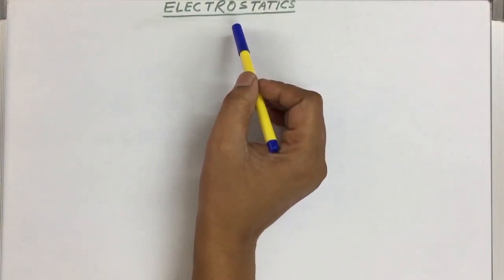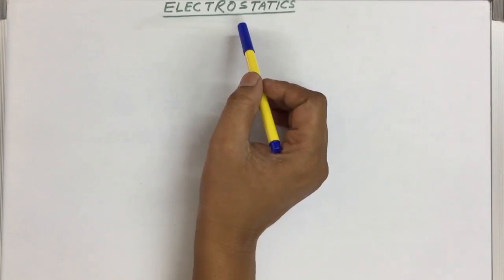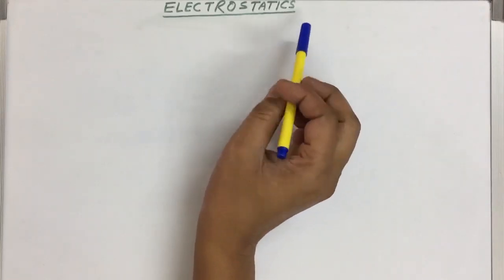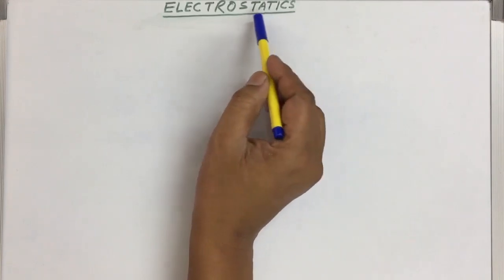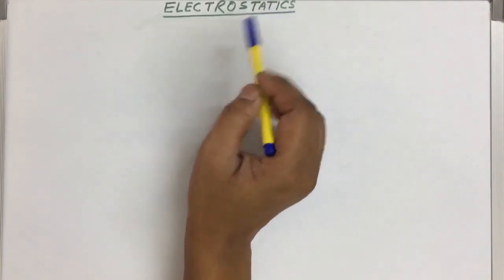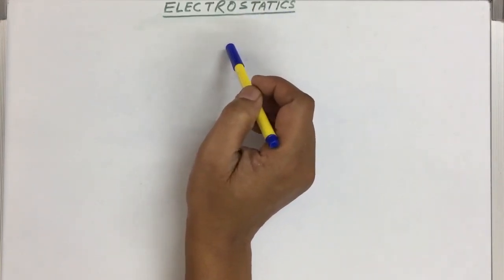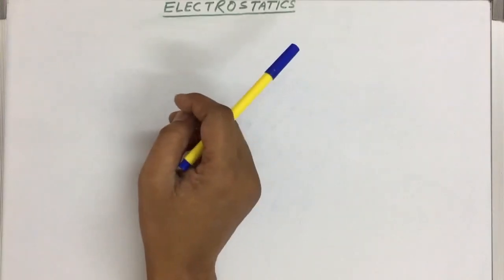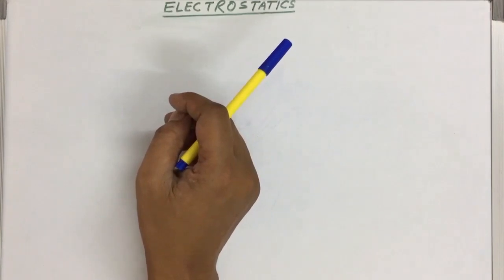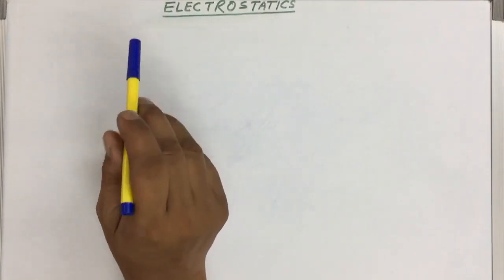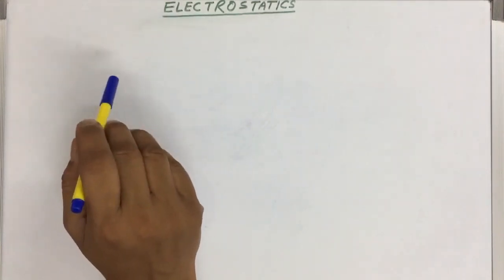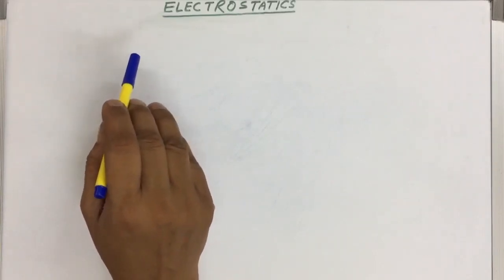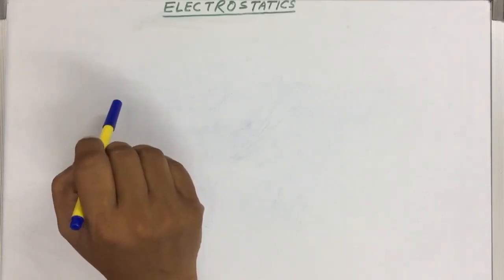So let us discuss electrostatics first. It means the study of charge at rest. But this definition is not completely correct. Why? Because the property possessed at rest is the same as the property possessed by a charge under motion. It means the property we will study under electrostatics will also be applicable when the charge is moving.